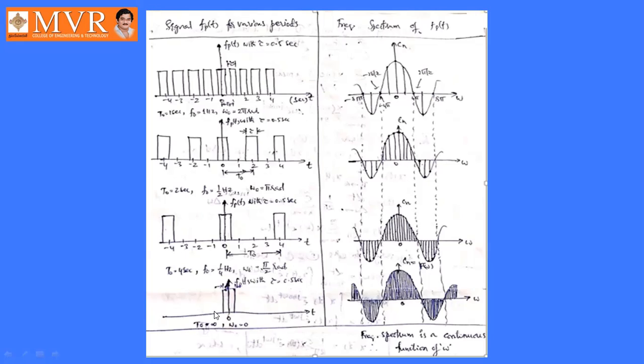Similarly, this is the non-periodic signal. So here T naught is infinity, so that omega naught is 0. So it is very thin, very thick and denser than the above ones, the earlier ones. So this is the spectrum. Frequency spectrum is a continuous function of omega.